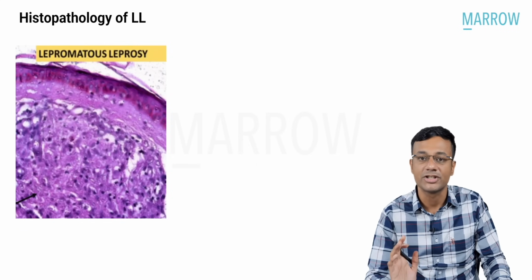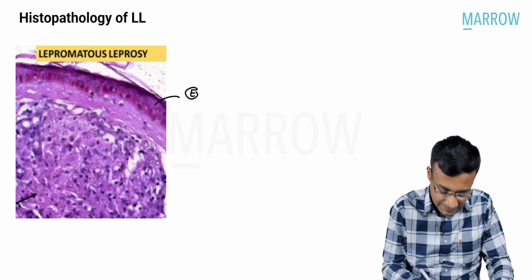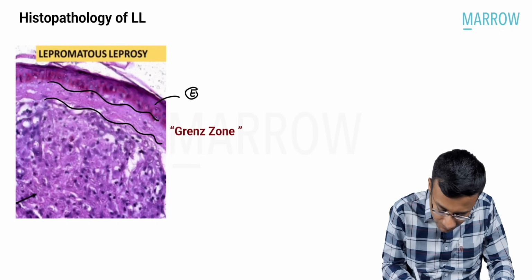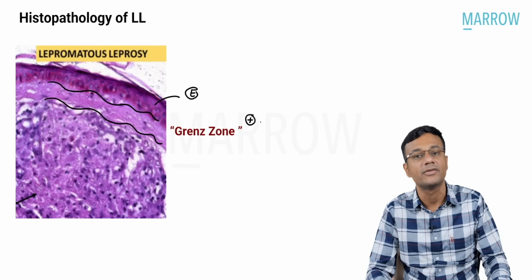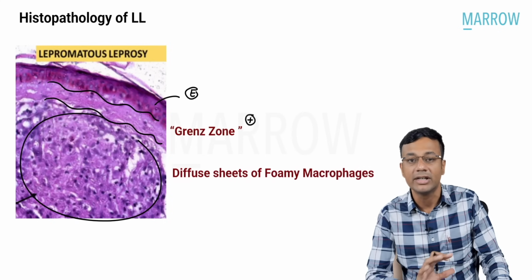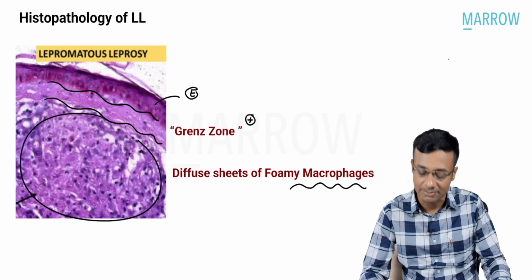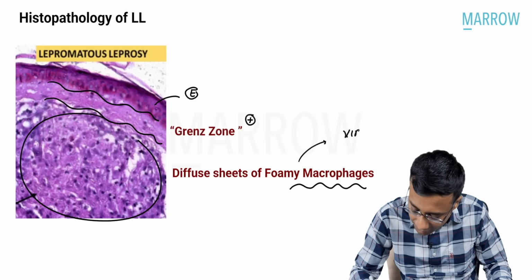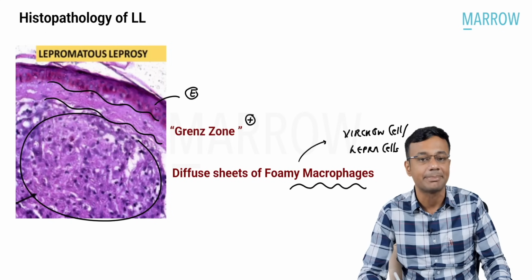When we look at the histopathology of lepromatous leprosy, we identify the epidermis over here, and below the epidermis there is a subepidermal free zone. This zone is referred to as Grenz zone. It's a subepidermal free zone without any cellular infiltrate. And if you look at the cellular infiltrate below, you get diffuse sheets of foamy macrophages. These foamy macrophages have acid-fast bacteria. These are referred to as Virchow cells, also referred to as lepra cells.